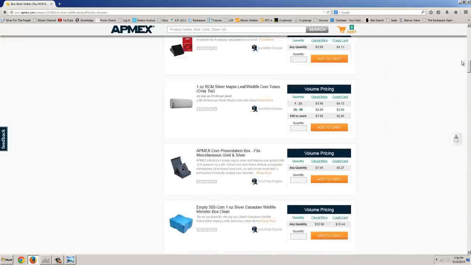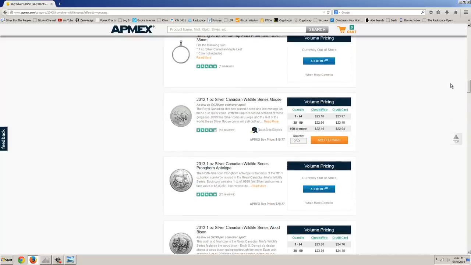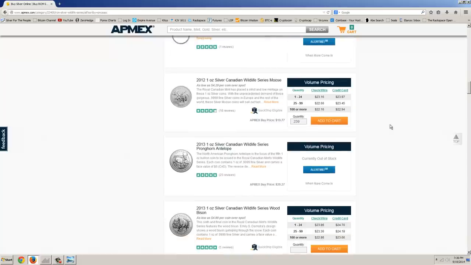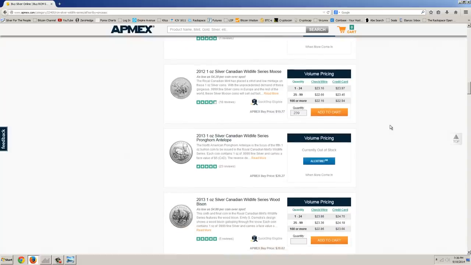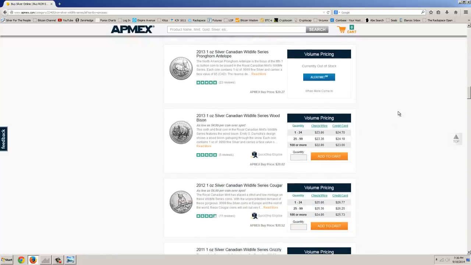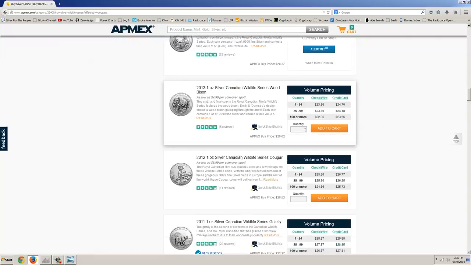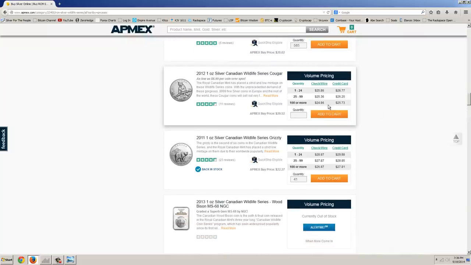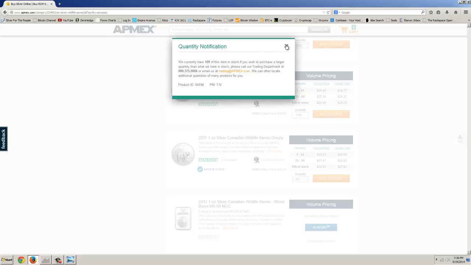So you can see here the lowest one, when we go low to high, is the Canadian wildlife moose at about 22.16. So we're talking about 429 over spot. Not my most favorite coin, but it could be something you might want to grab. You can see there's 239 left. They're out of the pronghorn antelope, but they do have the bison. And you can see the bison's 2286. That's from 2013. And you can see they've got 585 of those. The Cougar series is up around $25. And they've got 109 of those.